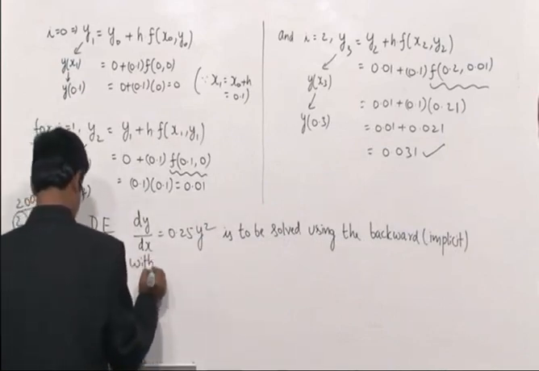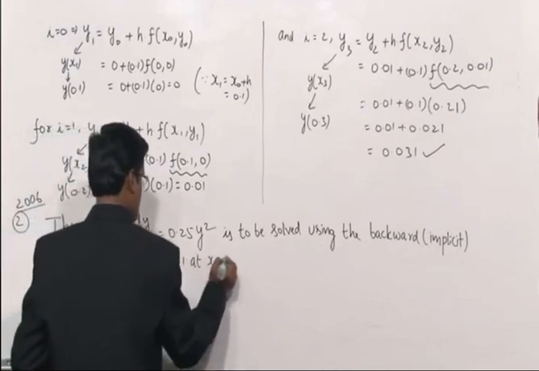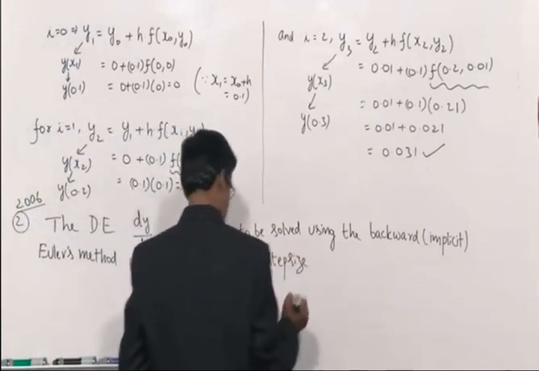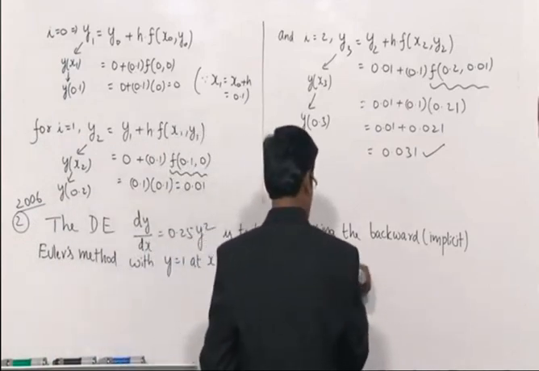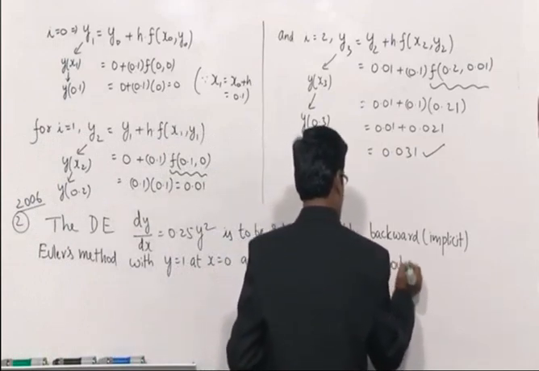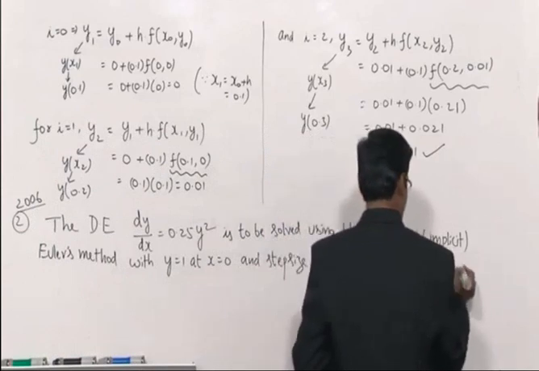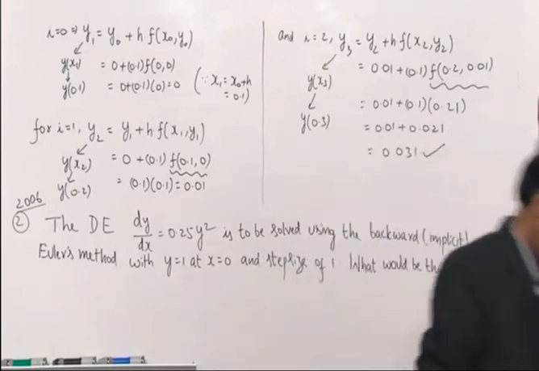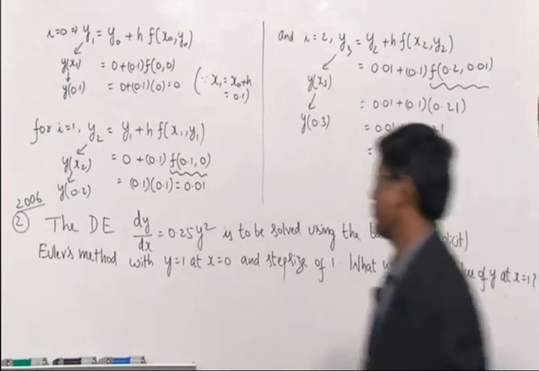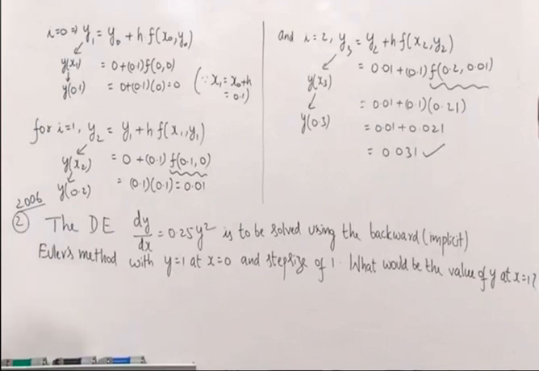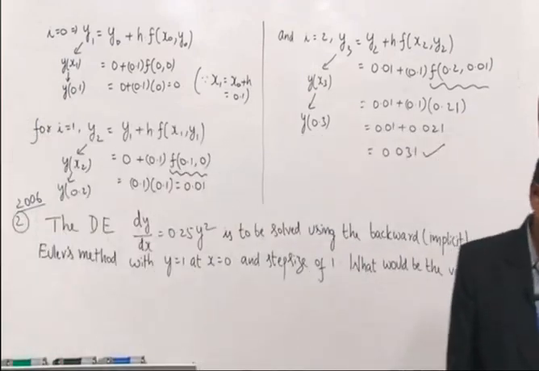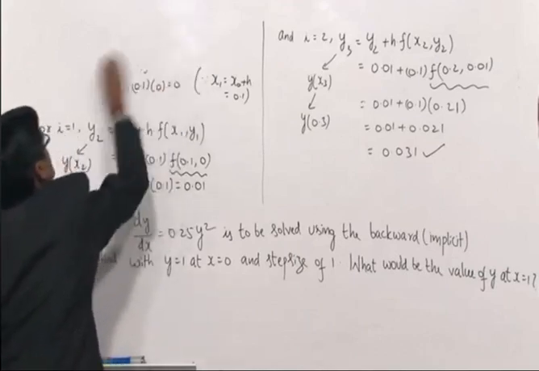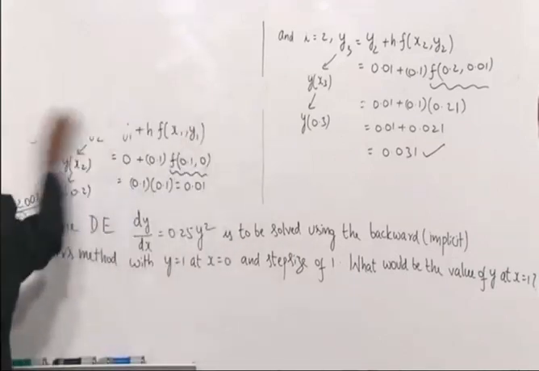with y is equal to 1 at x equal to 0, that is the initial condition, and step size of 1. What would be the value of y at x is equal to 1? So this problem is by backward Euler's method. The first problem was forward Euler's method.